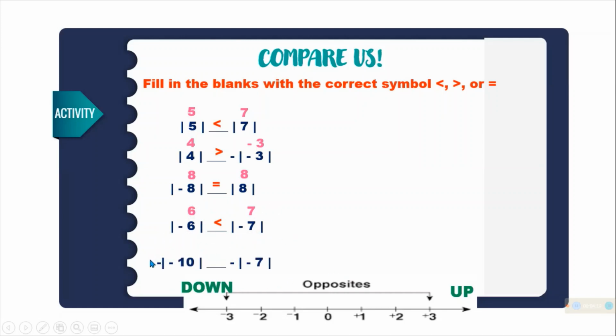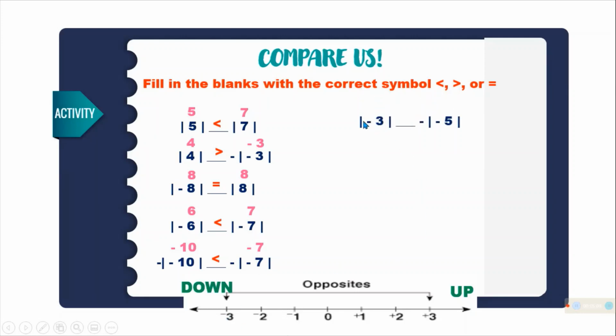Another one, since may negative na naman tayo sa labas, so the answer is negative 10. Then dito may negative din sa labas, so the answer is negative 7. What will be the answer? So negative 10 is less than negative 7. Kung kita nyo sa number line natin, sa positive, habang tumataas yung number, tumataas yung value. Pero pagdating dito sa negative, habang tumataas yung number, mababa yung value. Since yung 10, taas yung number, pero mababa ang value ng negative. So the answer is this.